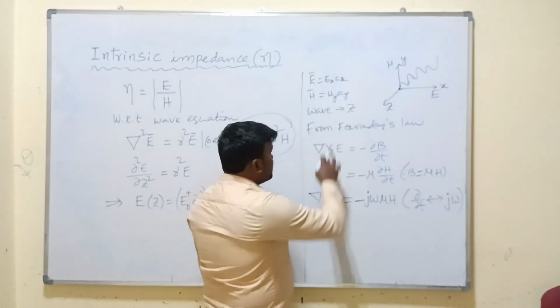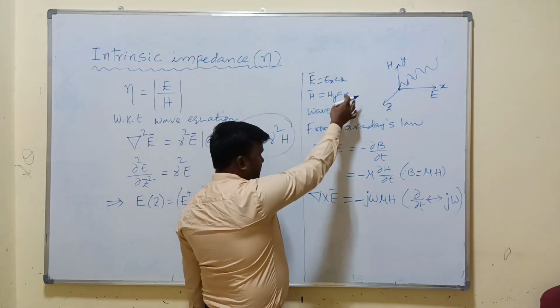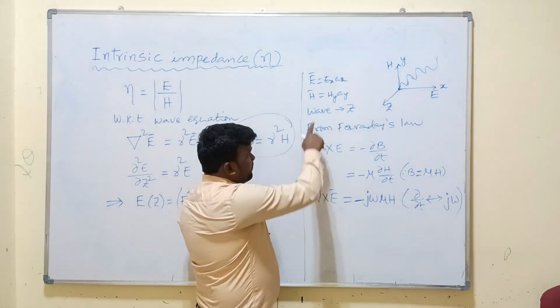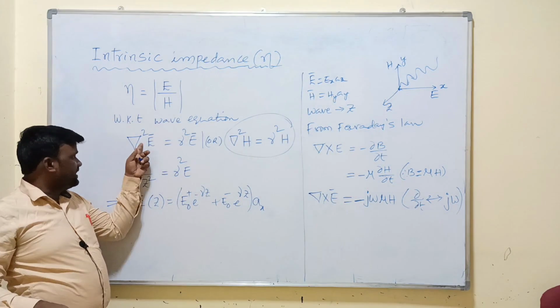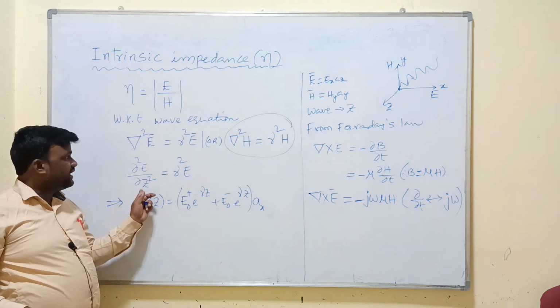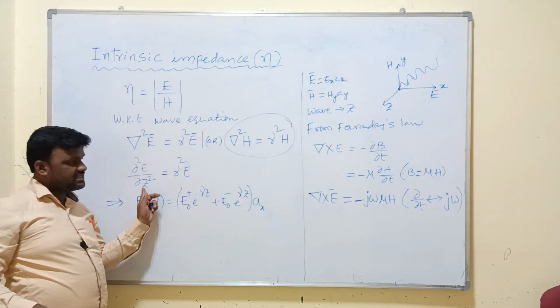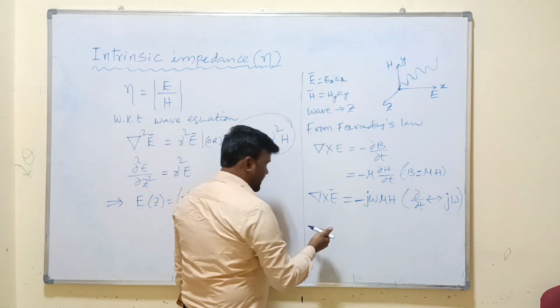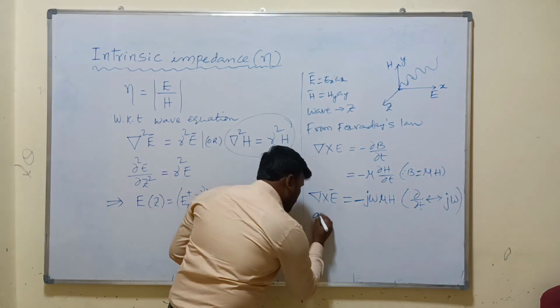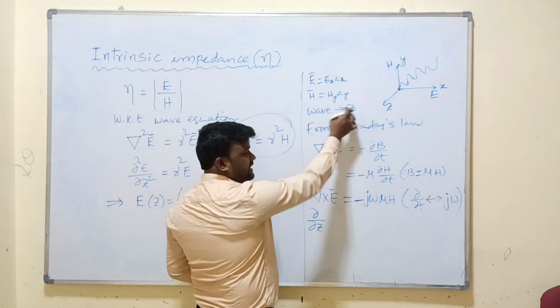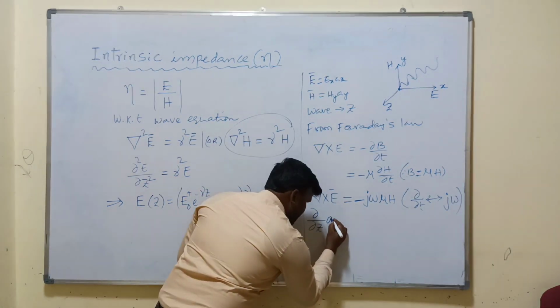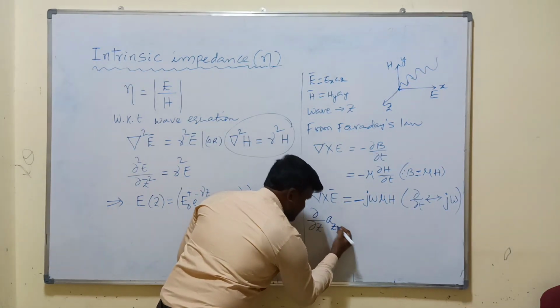Let us assume E is along the x direction, H is along the y direction, and the wave is traveling along the z direction. As the wave is traveling along the z direction, del can be taken as dou by dou z, and for del square, dou square by dou z square. Here we can write this as dou by dou z Az, since the wave is along the z direction.